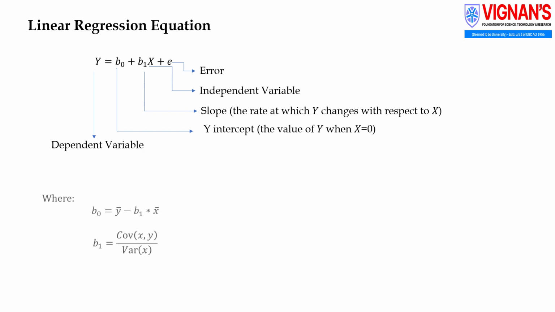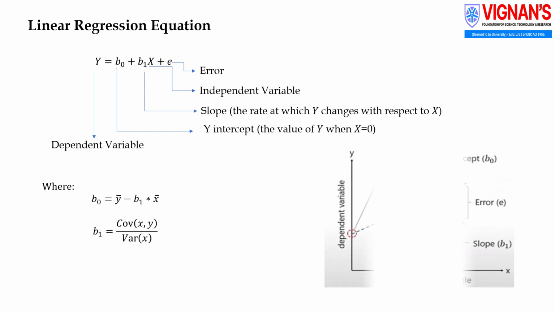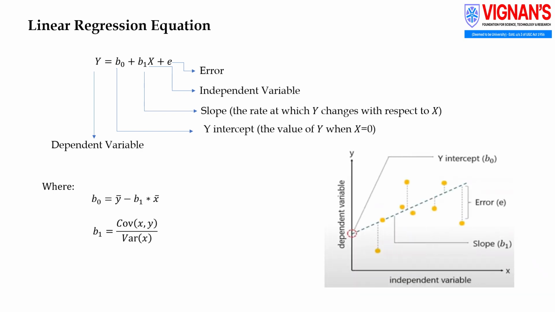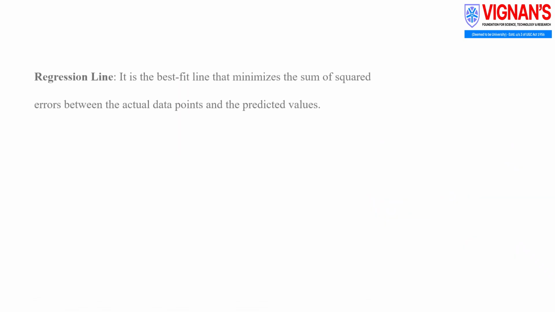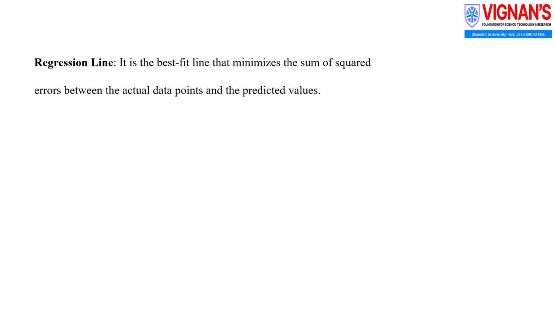The intercept and slope are calculated using statistical measures such as covariance and variance. Together, this equation helps us model relationships and make accurate predictions from data. Linear regression describes how one variable changes with respect to another using a straight line. This line is called the regression line, and it represents the best fit line that minimizes the total squared error between actual data points and predicted values.